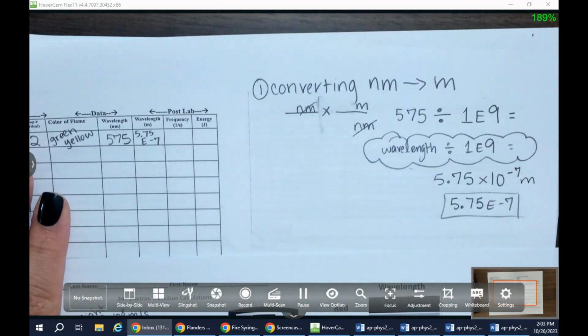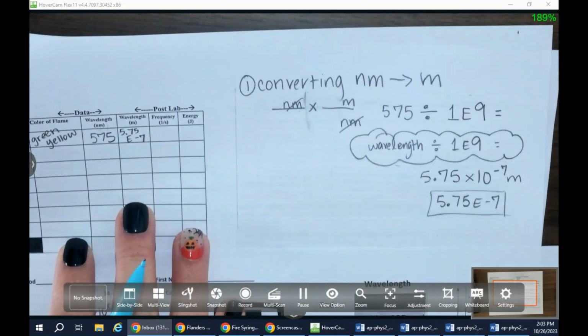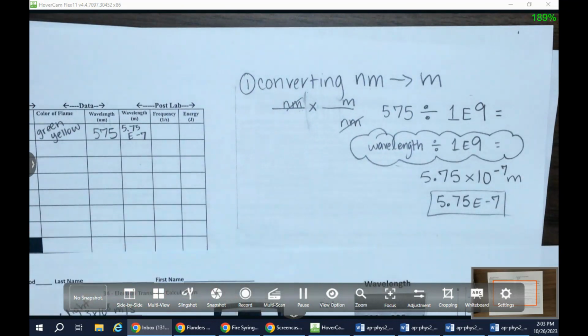I'm going to give you a second to work on this row, this little column right here. So go ahead and do that. I'm going to pause this video for that, and then I'll show the next one.